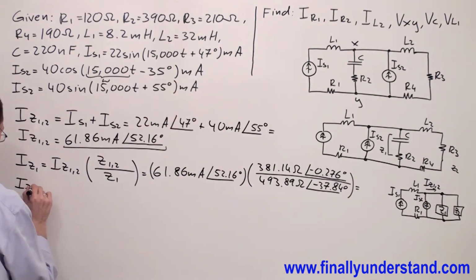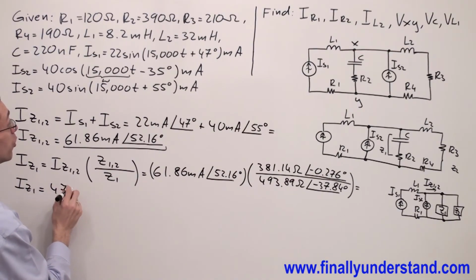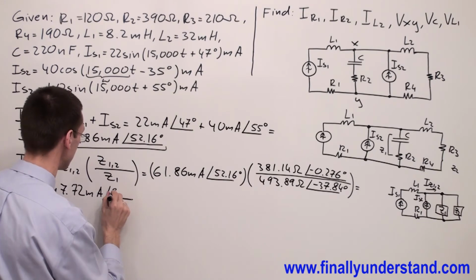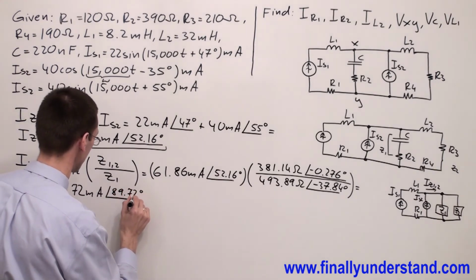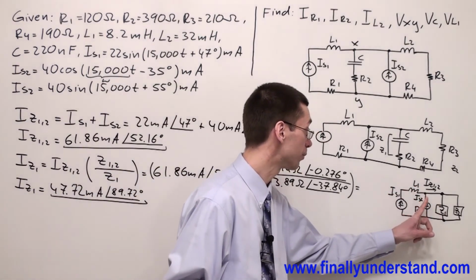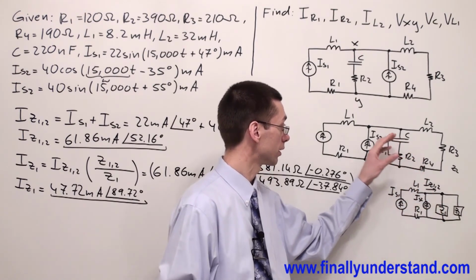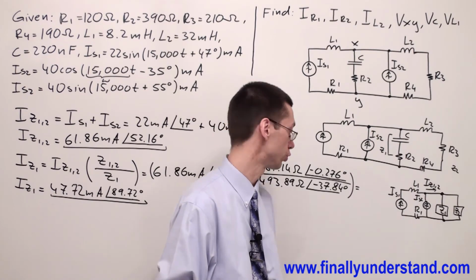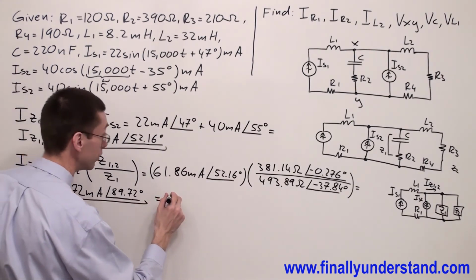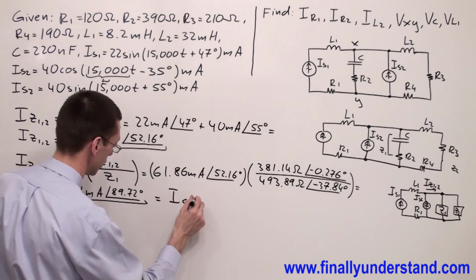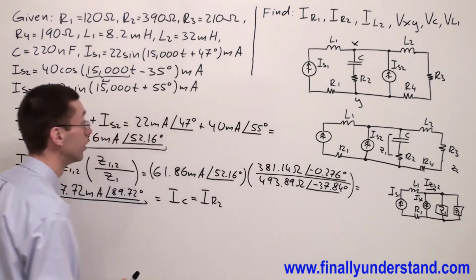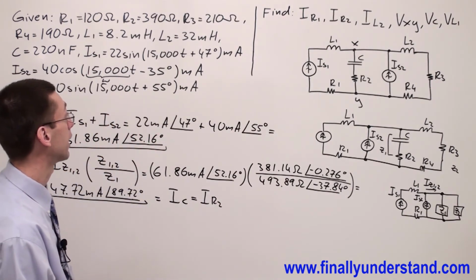So IZ1 is equal 47.72 milliamps and angle of 89.72 degrees. This is the current which will go through impedance Z1. But please keep in mind that the impedance Z1 contains capacitor and resistor R2. So you're supposed to realize that this current, which we just found, is equal to the current which goes through the capacitor, and this is the same current which will go through the resistor R2, so IR2. Okay, so we can say that we found the current IR2.